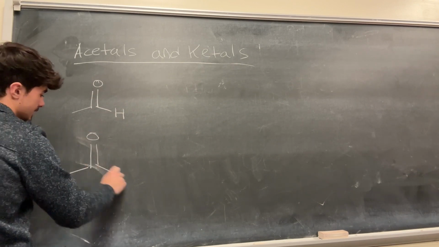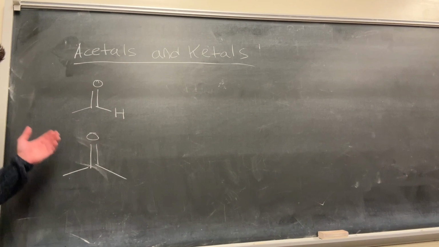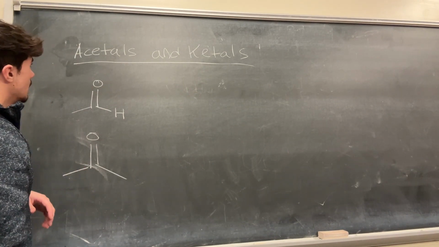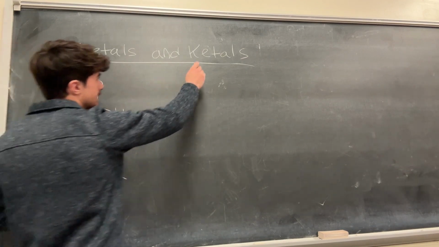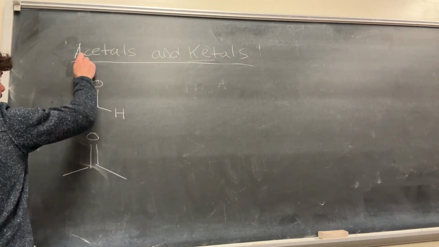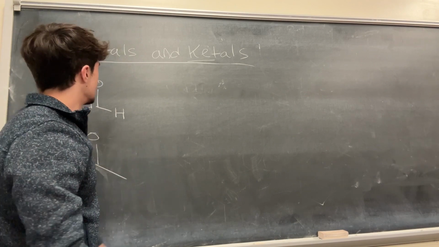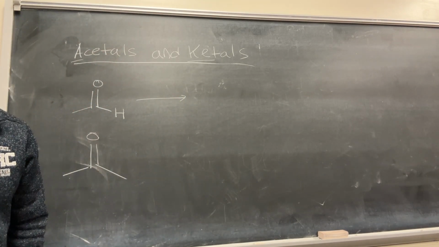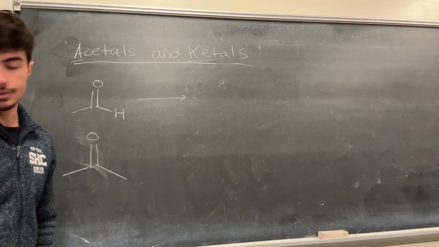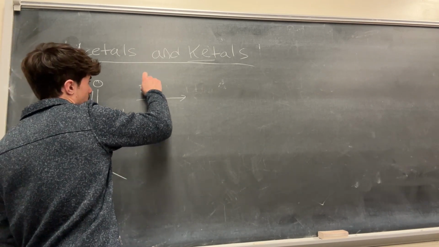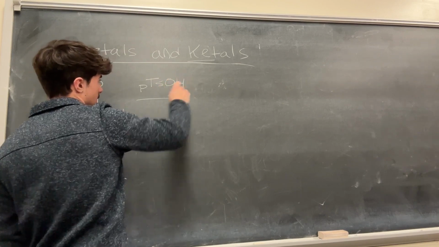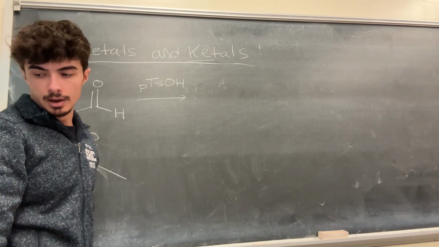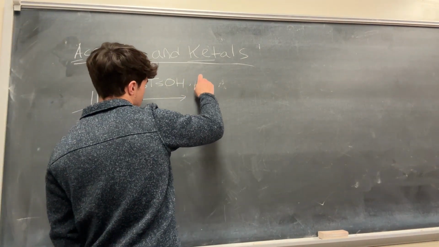making acetals and ketals, you make them from aldehydes and ketones. So think about ketal as coming from a ketone, acetals coming from an aldehyde. Now we make these using a catalyst, which I call PTOSH. So this is para-toluene sulfonic acid. Usually comes in a monohydrate form.